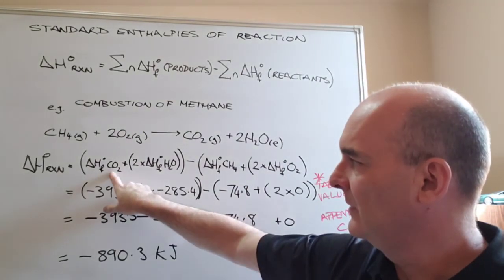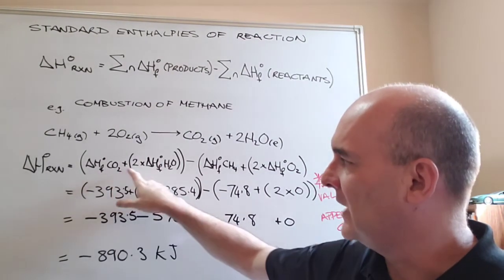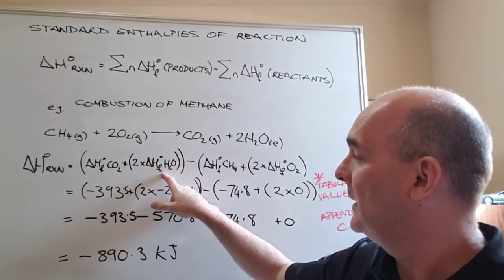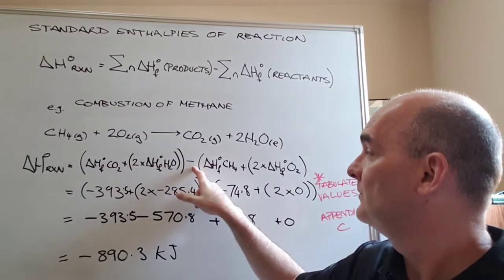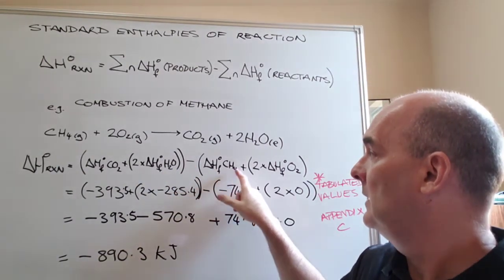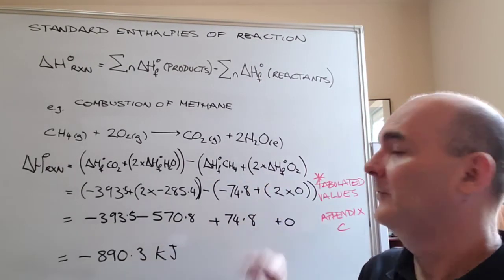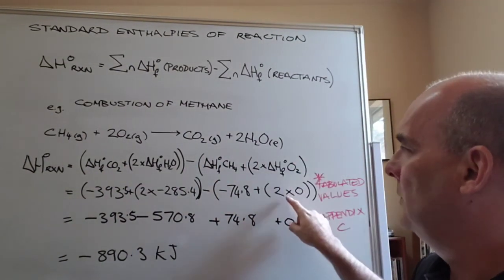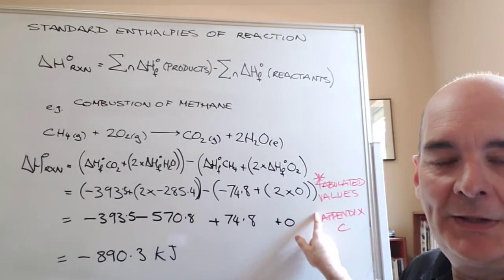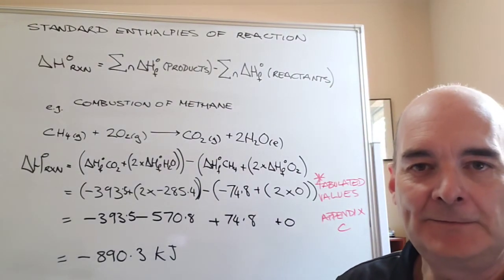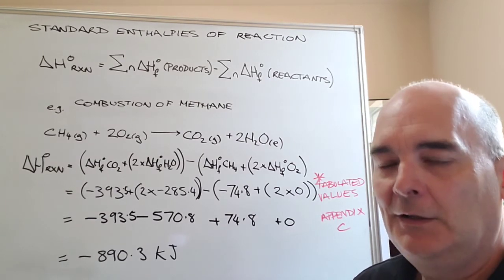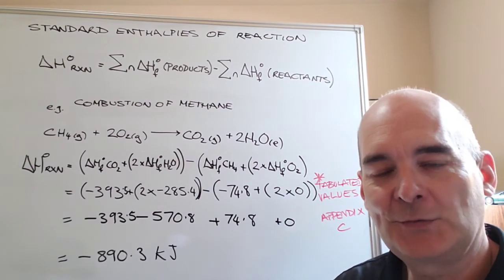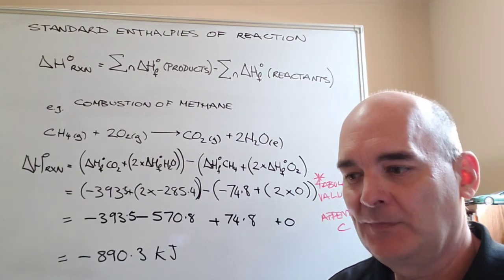My products are the enthalpy of formation of carbon dioxide plus twice the enthalpy of formation of water. Subtract from that the enthalpy of formation of methane and 2 times the enthalpy of formation of oxygen. Now, all of those numbers that we're going to put into this equation are available in the textbook. They're tabulated in Appendix C of your textbook. All of this work has been done hundreds of years ago, well, 100 years ago. There is no point in us reinventing the wheel.